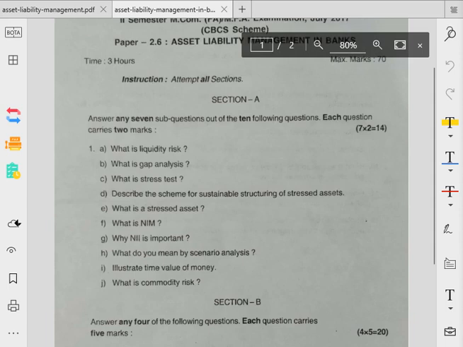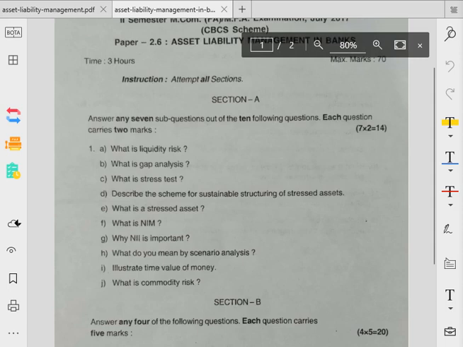And the next one is why NIM is important. Banks usually charge a higher interest rate on the money they lend than the interest they pay on deposits. The difference between interest earned and paid is called a bank's net interest income. Banks play a crucial role in mobilizing savings for productive investment, which is the basis of economic growth. Then, scenario analysis.